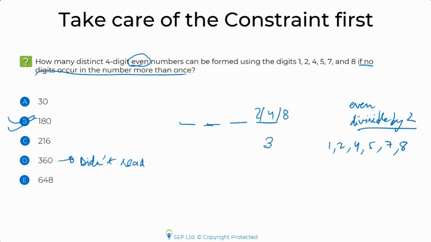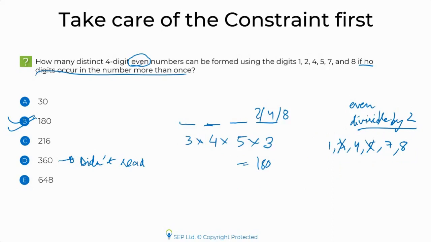So there are three options for the last digit. If I use any one of them, let's say I use 2, I am left with 5 options for this place. If I use 5 for it, I'm left with 4 options for this place and 3 options for this place, and so on and so forth. So that's how we get to the answer, which is 180. Okay, cool, guys.